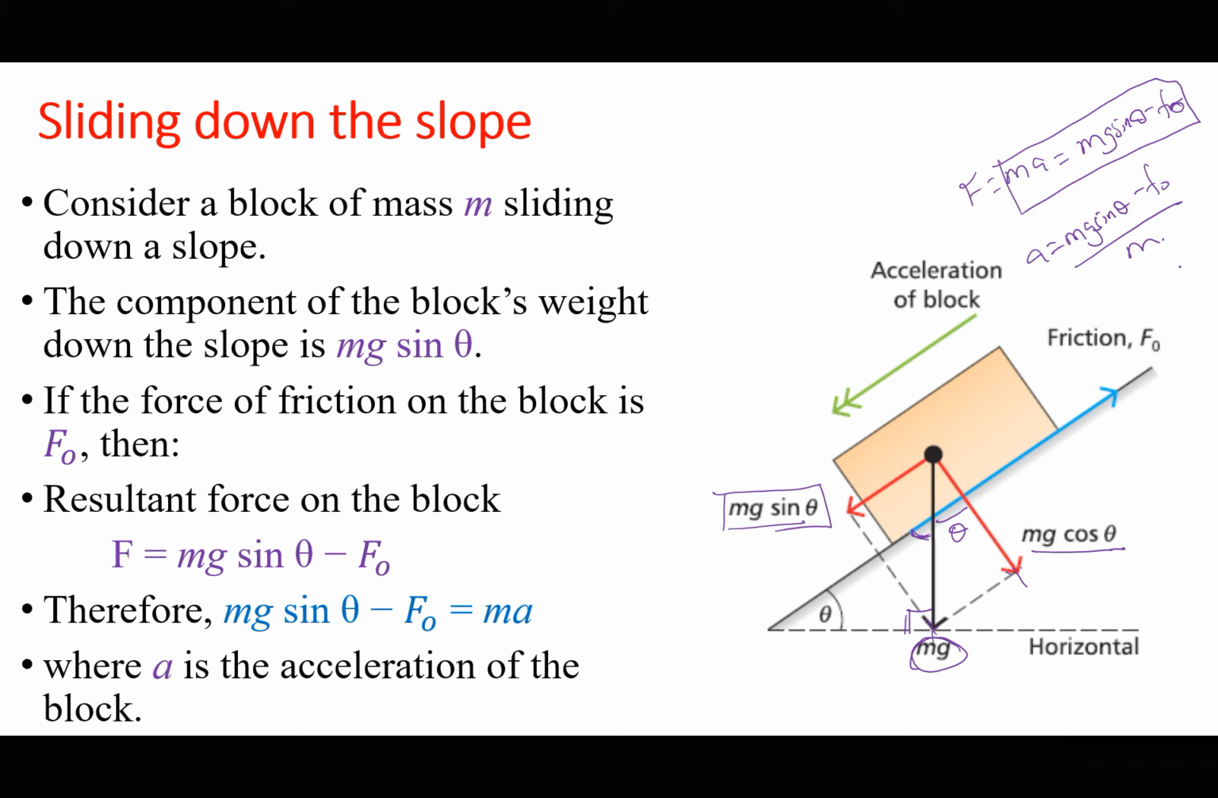So the resultant force on the block, F, is going to be mg sine theta minus the friction. Therefore, mg sine theta minus the friction will be equal to ma, and in that case, we can calculate ma as required. So that is how we use Newton's second law along an inclined plane or sliding down the slope. Let's do one example and we close that. We end lesson 2.